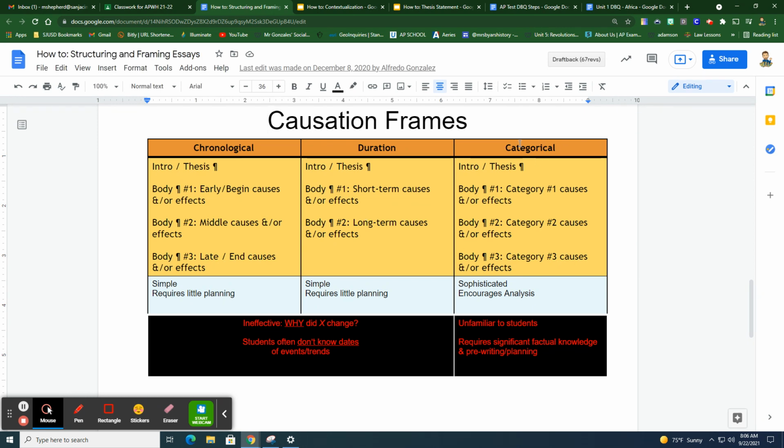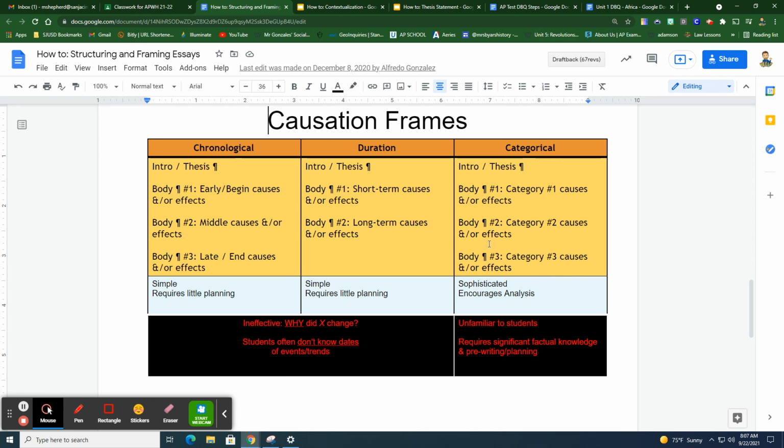In categorical, you could use one of your AP World History themes, and you could pick a category and how that category was affected. And again, you don't need to have 3 effects in here. You could have 2 effects if you want. It's completely fine. You could also split this up to where you have 1 causation paragraph and then 2 effect paragraphs. That would get you the unicorn point.